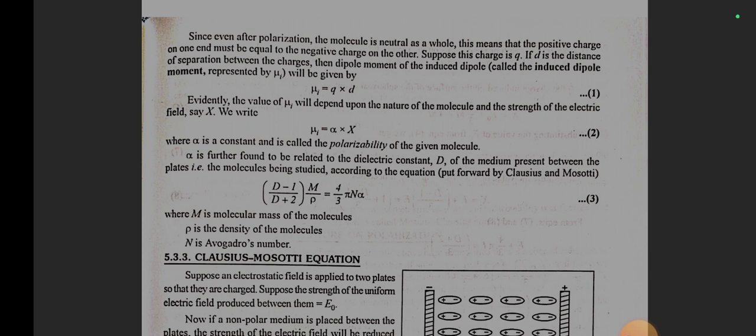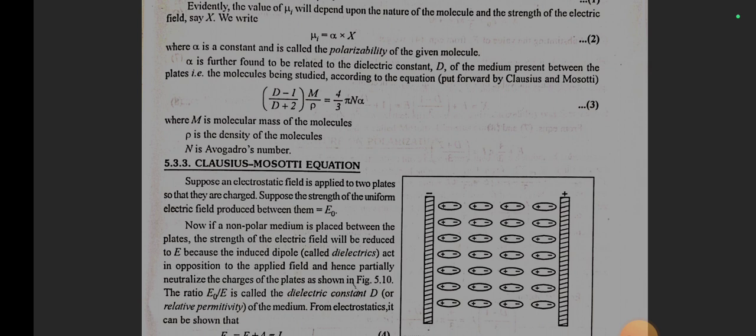Evidently, the value of mu I will depend upon the nature of the molecule and the strength of the electric field. Say X, we write mu I = alpha times X, where alpha is a constant and it is called polarizability of the given molecule. Alpha is further found to be related to the dielectric constant D of the medium present between the plates, that is the molecules being studied, according to the equation (D - 1)/(D + 2) times M/rho = (4/3) pi N alpha. M is molecular mass of the molecule, rho is the density of the molecule, N is Avogadro number.